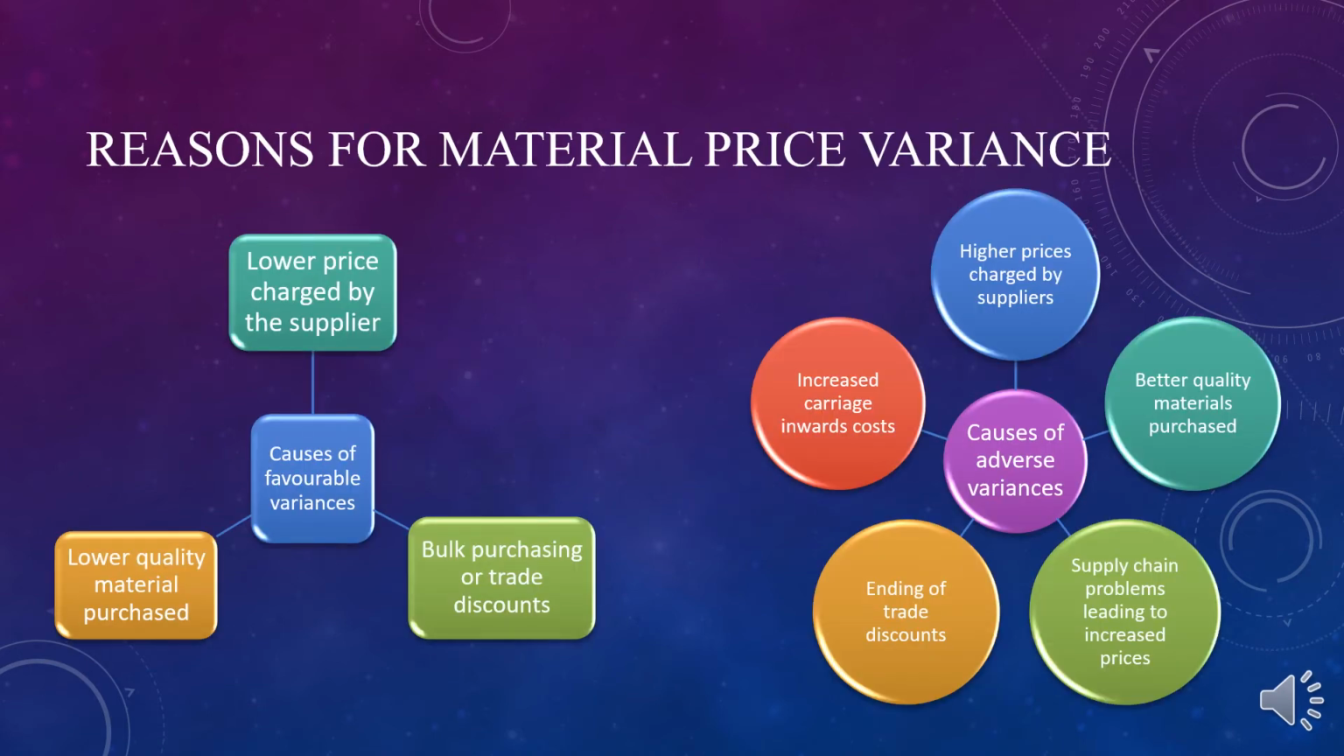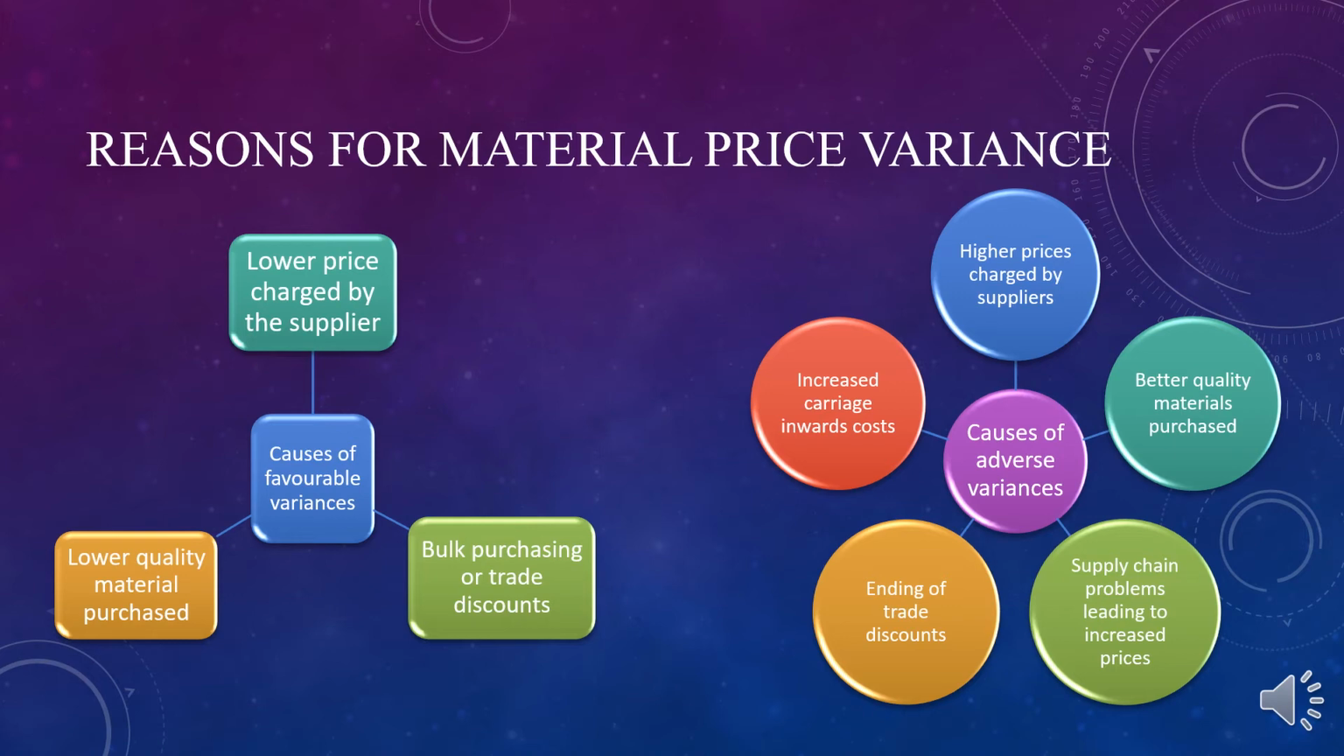The material price variance could result in either a favorable variance or an adverse variance. Now let us understand the possible reasons for the variances. When the material price variance is favorable, it can be due to the lower prices charged by the supplier. This would enable the company to spend less on material. Bulk purchasing would make the prices lower, or else the trade discounts received from the supplier would lower the price than expected. If lower quality material is being purchased, the company would obtain the material at lower prices.